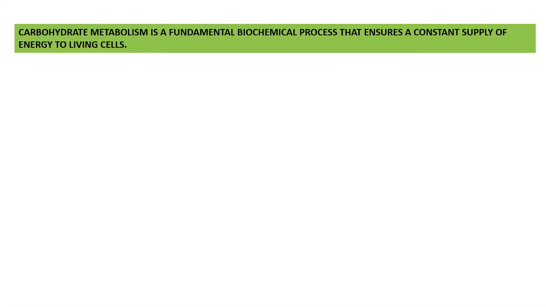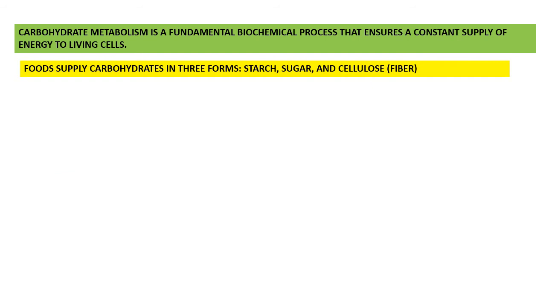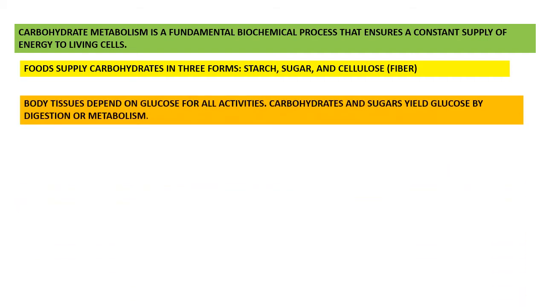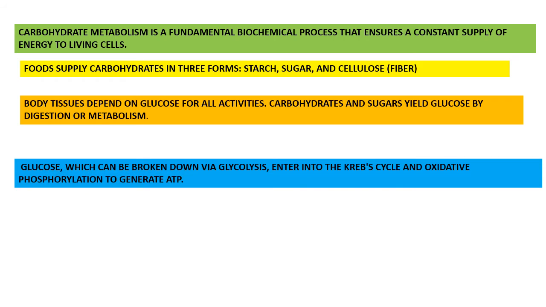Energy is the basic need of cell and organism for their survival and to carry out various cellular reactions. Carbohydrate metabolism is the fundamental biochemical process that ensures a constant supply of energy to living cells. Food supplies carbohydrate in three forms, that is starch, sugar and cellulose. All these forms have to be converted into glucose because only glucose is the form of carbohydrate that the cell can take inside. That glucose is broken down by glycolysis, then enters the Krebs cycle and oxidative phosphorylation to generate ATP.